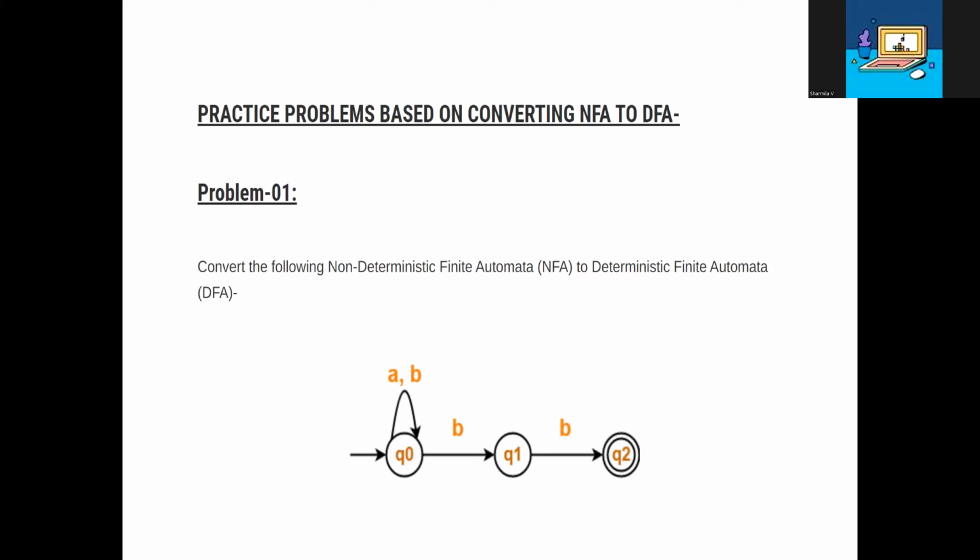The first problem in this unit is converting a non-deterministic finite automaton to a deterministic finite automaton. Problem one: convert the following NFA to a DFA. In the given transition diagram there are three states, Q0, Q1, Q2. Q0 is the start state, indicated with the arrow mark. Q2 is the final state, shown with the double circle.